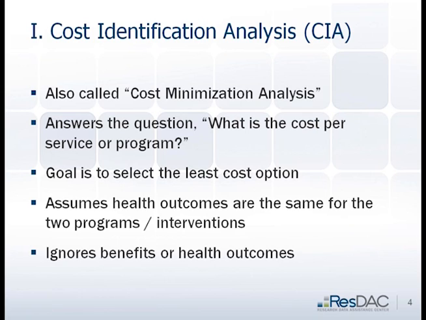Cost identification analysis. So the goal with cost identification analysis is to minimize costs. So you're answering the question, what is the cost associated with the service or the program? So the goal is to select the least cost or identify the least cost option of providing care. So, of course, what you're assuming is that the 2 types of interventions are the same in terms of the programs themselves. And so you're ignoring the benefits or the health outcomes, and you're just focusing on the costs.